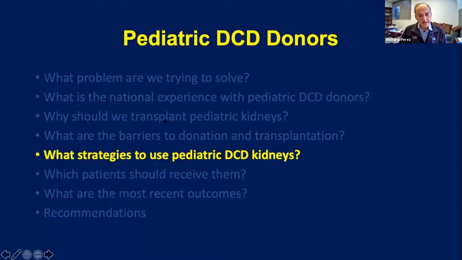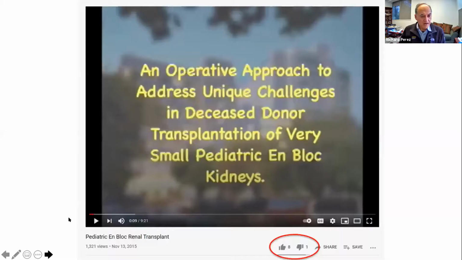So what strategies can we use then to overcome these obstacles? Over the past few years, our center and various other centers have developed specific strategies to address these challenges that I've mentioned. We have outlined this on a somewhat outdated but still relevant YouTube video. Just go UC Davis, Pediatric en bloc, renal transplant, and it'll come up. In 5 years, we have 1,300 reviews, and we're trying to get in double digits with thumbs up. So please put a thumbs up.